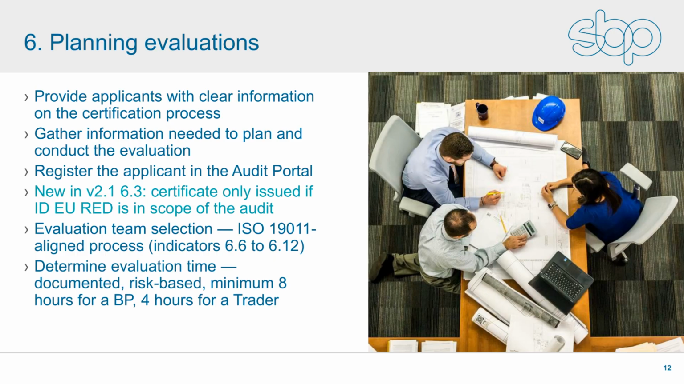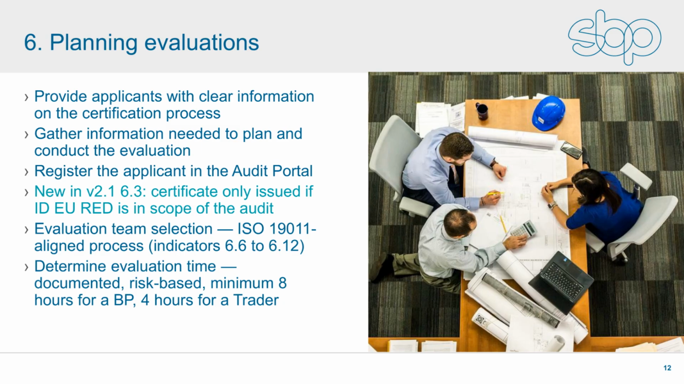The process for selecting and appointing the evaluation team is set out in indicators 6.6 through 6.12. Note that these renumbered from 6.5 through 6.11 in version 2.0. The team must include an evaluation team leader and technical experts as necessary, and the process must follow the relevant requirements of ISO 19011. For version 2.1, the only substantive change here is that the Standard 6 competence clause now references RED 3 rather than READY.